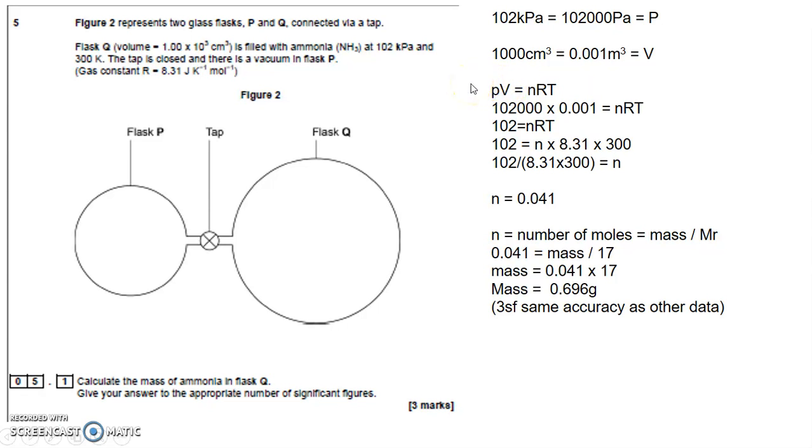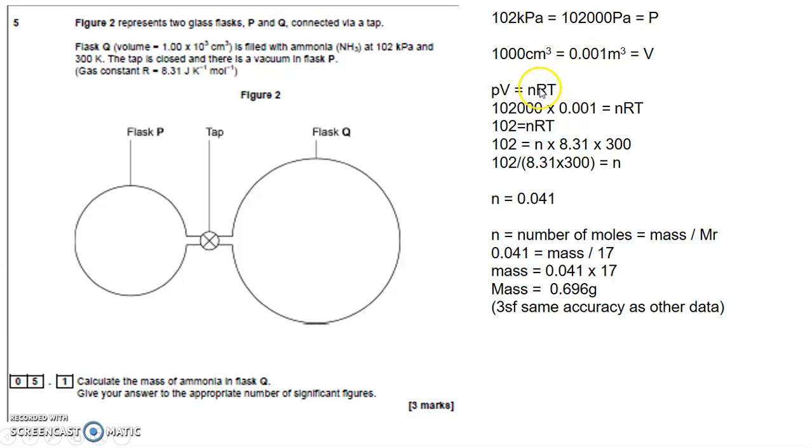V is volume. My volume is in centimetres cubed. It needs to be in metres cubed. Centimetre cubed going up a unit value goes up to decimetre cubed, and then decimetre cubed goes up to metres cubed. So if I'm going from a small unit value up to a large unit value, I divide by 1,000. So it's 1 times 10 to the power of 3, which is 1,000 centimetre cubed, divided by 1,000, then divided by 1,000 again. So it's 0.001 metres cubed.